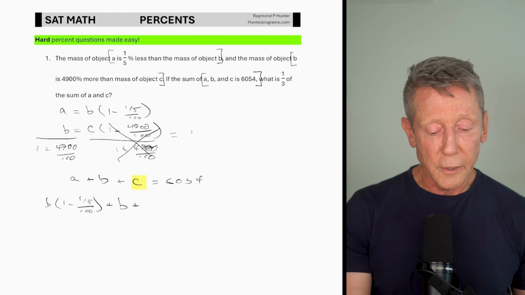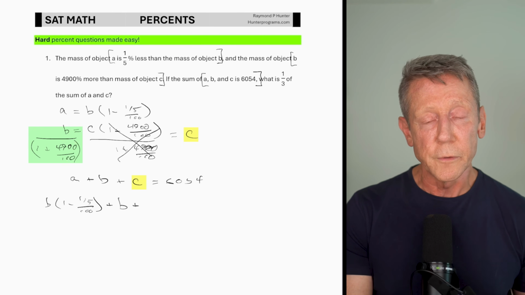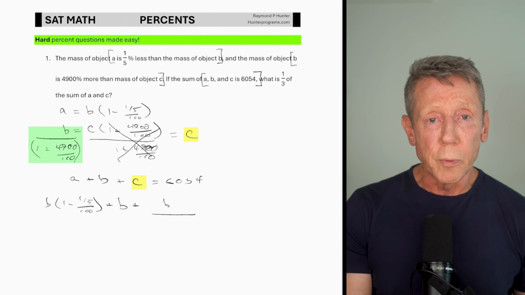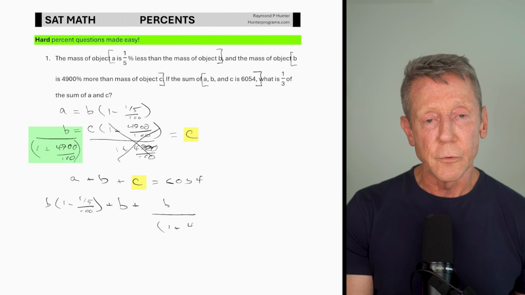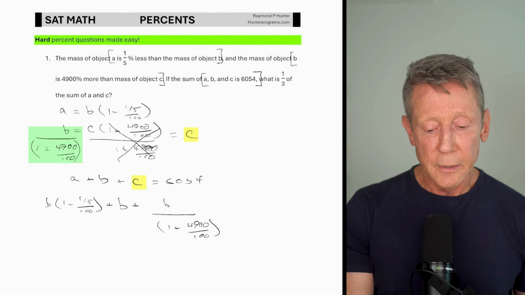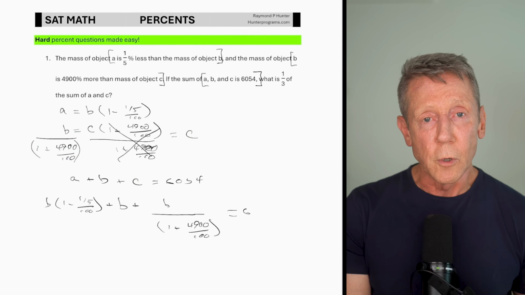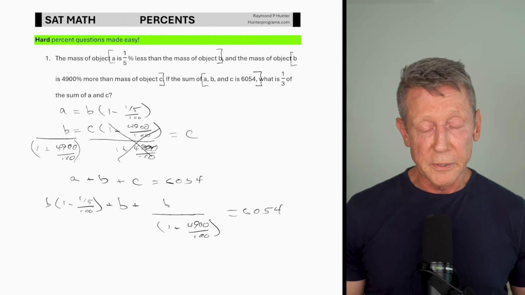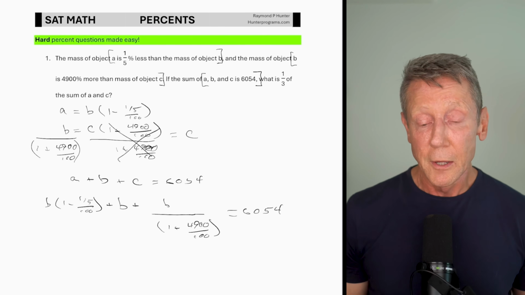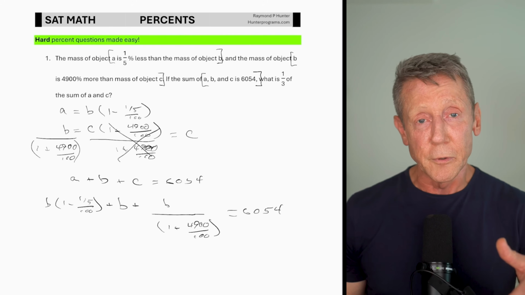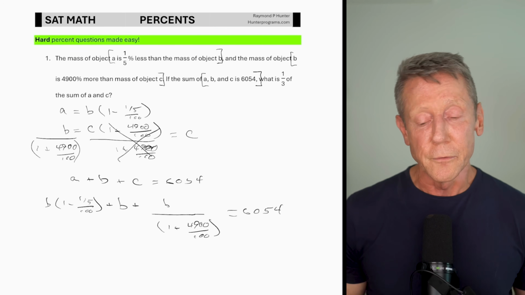I can now replace the C in this next equation with B over open paren, 1 plus 4,900 over 100, close paren, equals 6054. Now this thing looks busy as heck, but the good news is all we have to do is feed it into Desmos and have Desmos do the work. So let's head on over there.